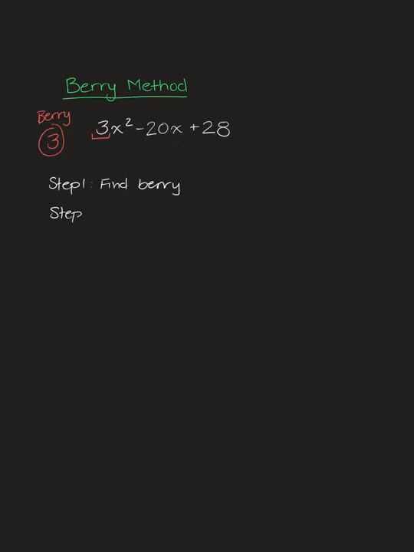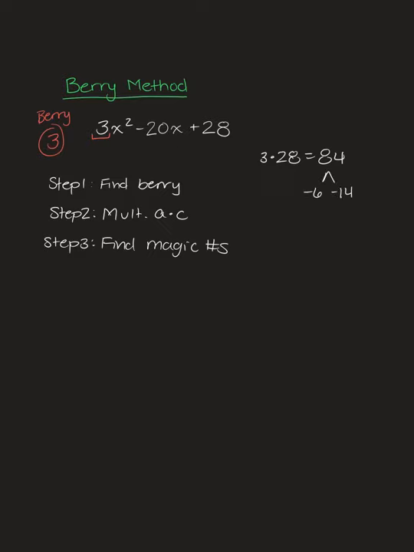Step 2, we are going to multiply A times C. So 3 times 28, again 84. Step 3, find your magic numbers. And we've already found them in the box method. It was -6 and -14.